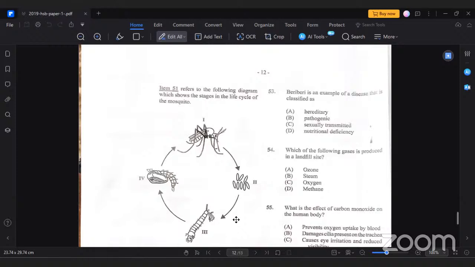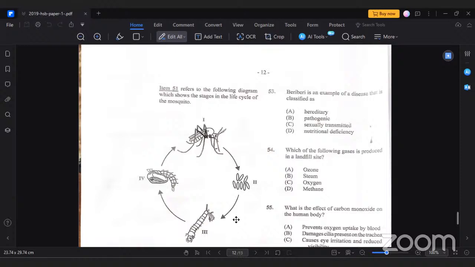Now, beriberi is an example of a disease that is classified as, is it A, hereditary? Is it B, pathogenic? Is it C, sexually transmitted? Is it D, nutritional deficiency? Waiting for your answers.